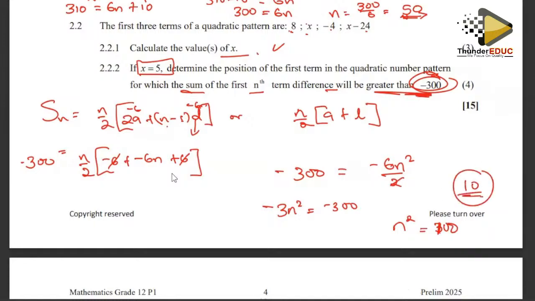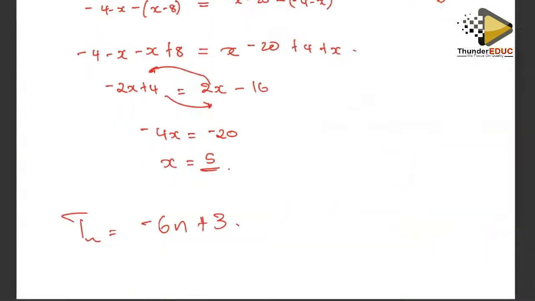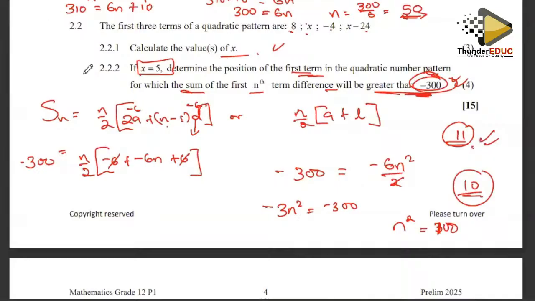Now, for the sum to be greater than 300, for which we determine the position of the first term, meaning that is going to be position 11. Okay, so that is position 11. I think that makes a lot of sense if it's position 11. All right, so that is it for that question.